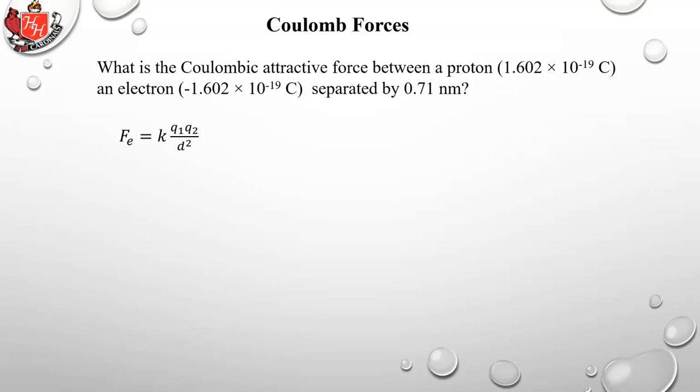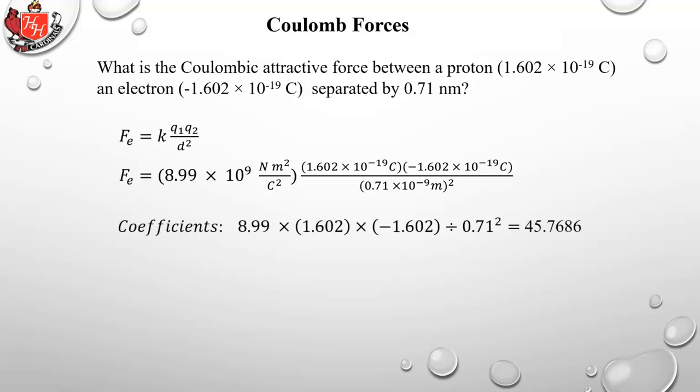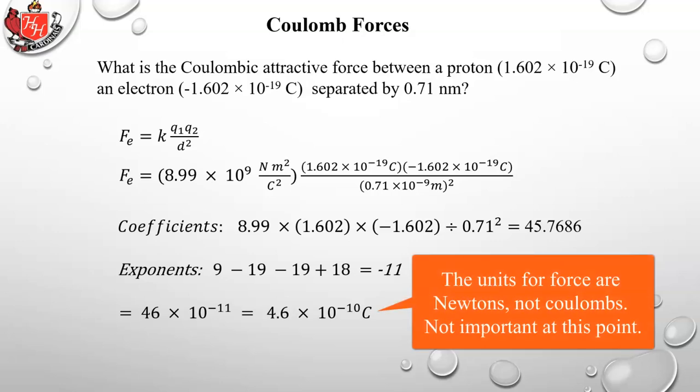So there's the equation. So if you plug in the numbers, it looks like this. 8.99 times 10 to the 9th is Coulomb's constant. Then you see the two charges up on the top, and then down on the bottom is the distance between them. Remember, that's nanometers, so it's 10 to the minus 9 meters, and you square that. And then you go ahead and crunch the numbers on that. I might give you one of these just to practice your scientific notation calculations, but not on a test. And there's the exponents. You add them on the top and subtract them on the bottom. And there you get the answer right there, 4.6 times 10 to the negative 10th coulombs.